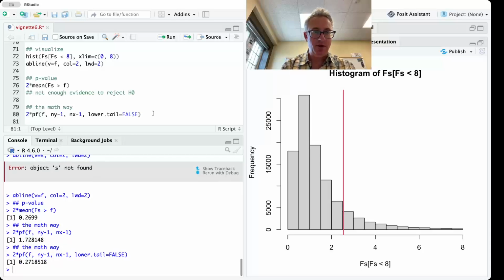So there we go. So here I calculate the math way, 0.271, and when I do it by simulation, I get 0.269. So they're the same up to 2 significant digits. All right, that's the first half of chapter 6.